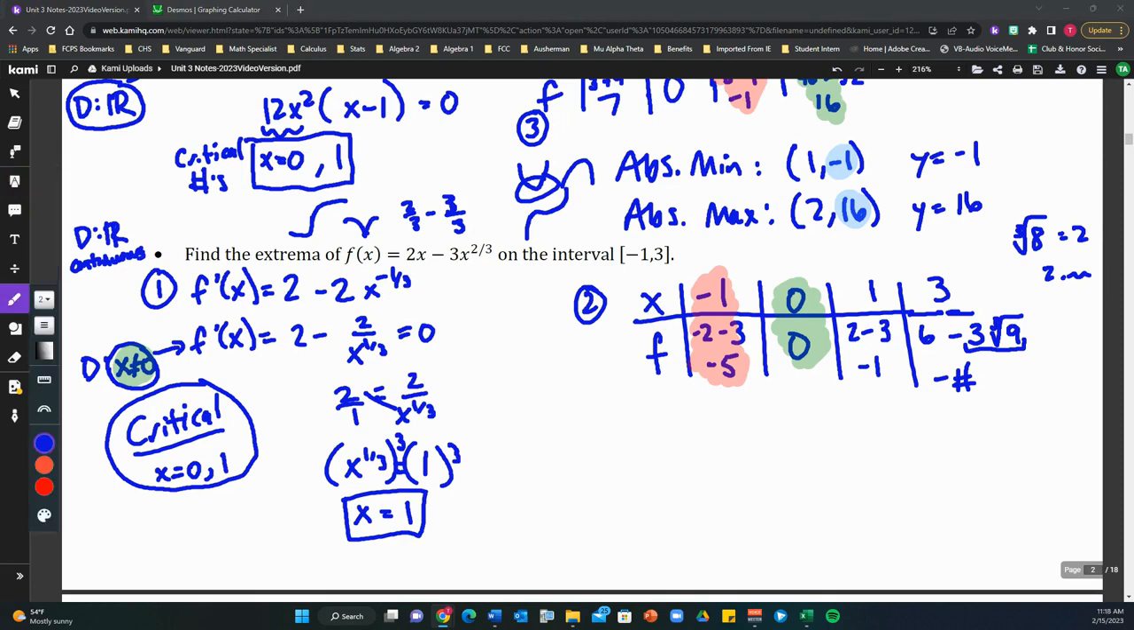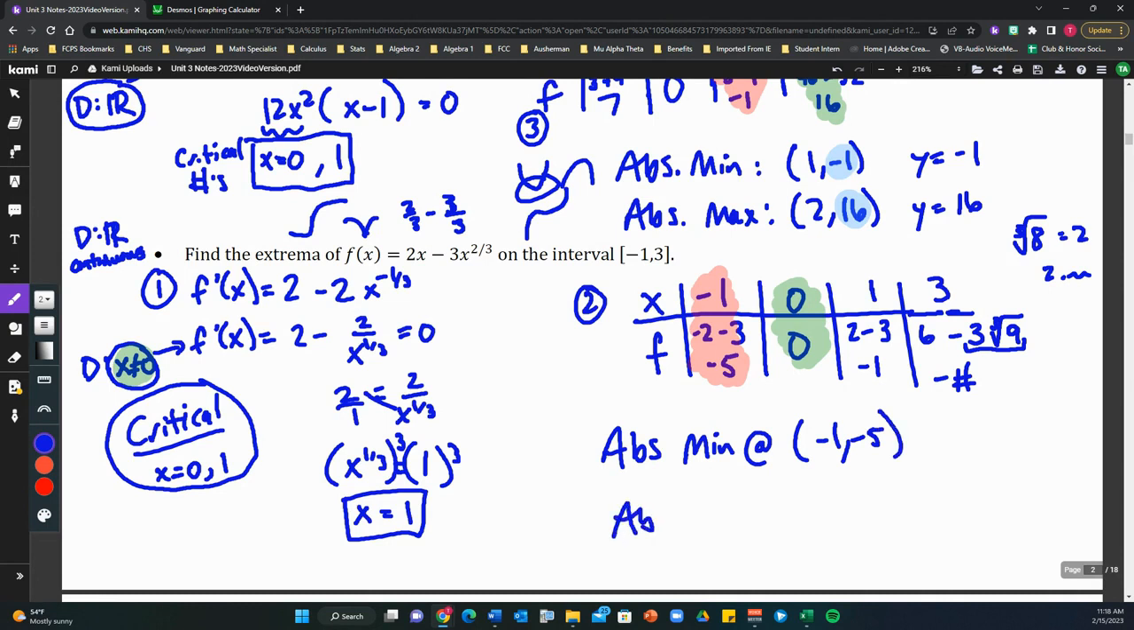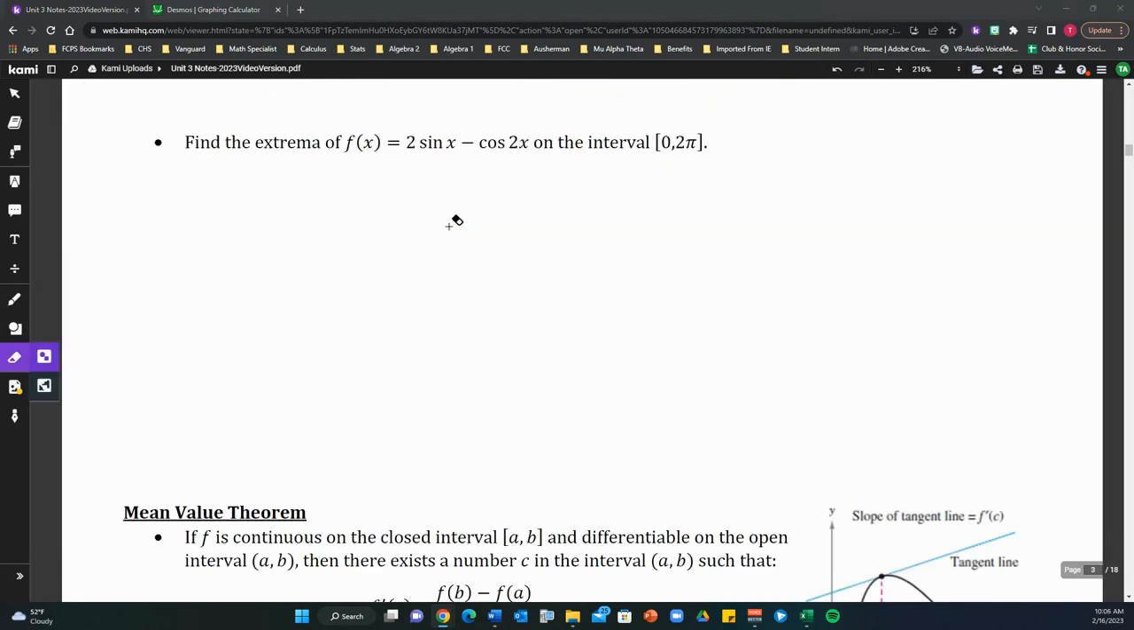So then I can say now that we have an absolute minimum at the point -1, -5, and absolute maximum at 0, 0. And again, if they asked for what is the absolute min, then they may just want the y coordinate or the y value. So that would be min of -5, maximum of 0. All right, so let's take a look at our next example here.